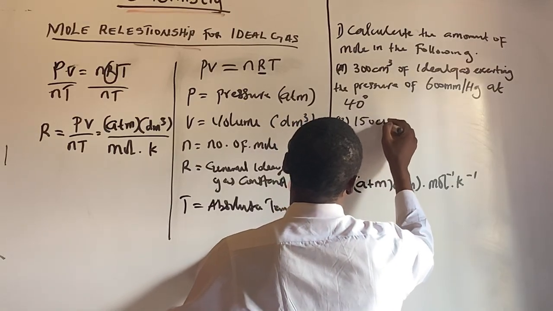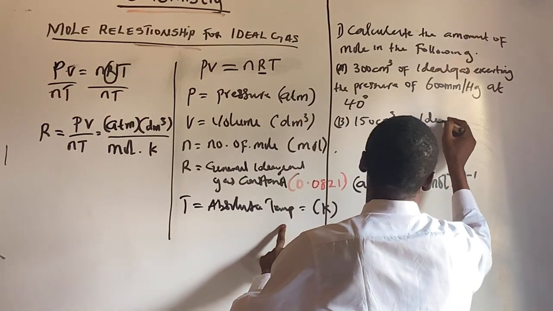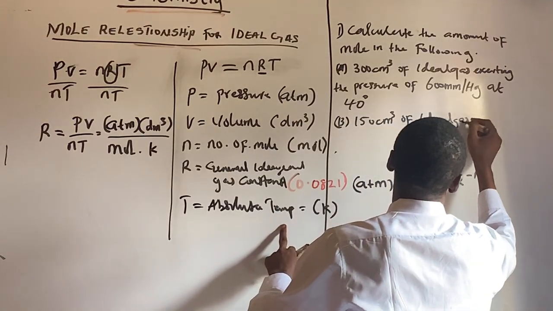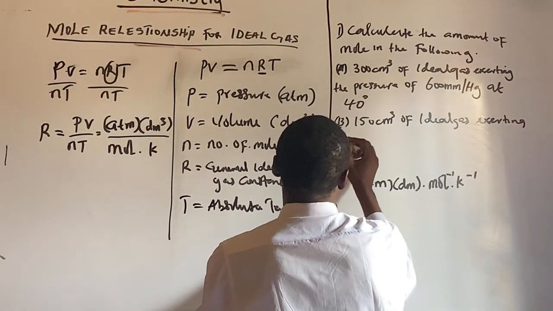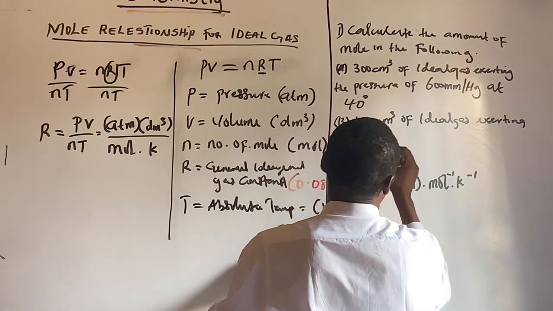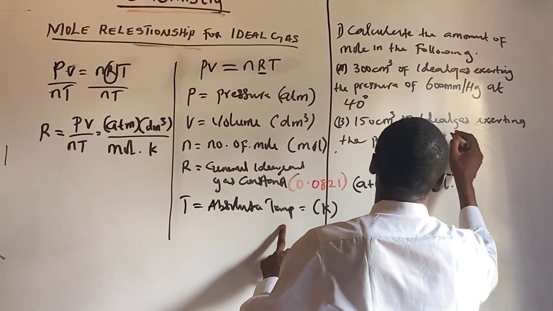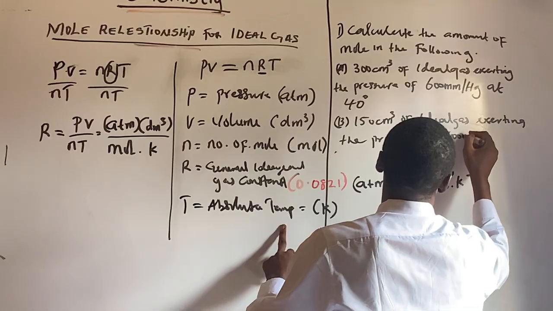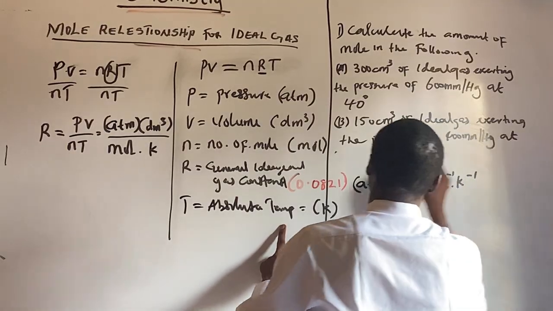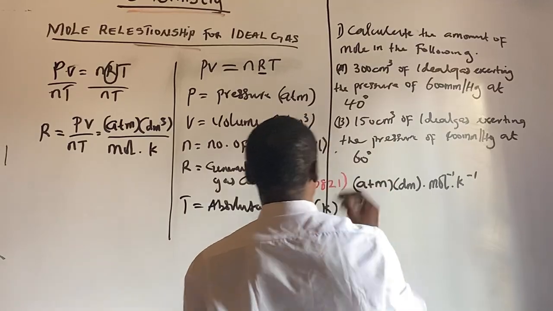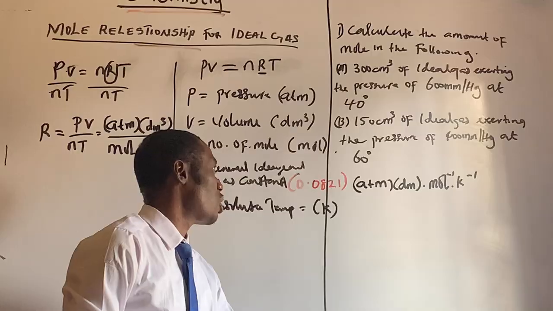Now question number 2: 150 cm³ of ideal gas exerting the pressure of 400 millimeter mercury at 60 degrees Celsius. So we have a question. Let's start off with the first one. How do we solve the first one?